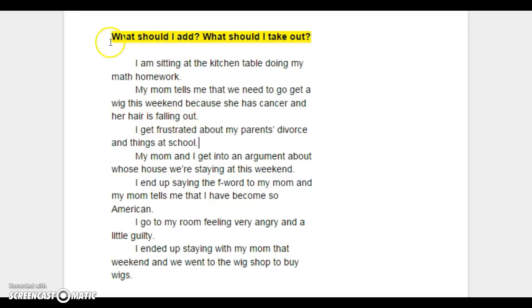So what you should think about is, what should you add that will contribute to your climax and make your climax or conflict more exciting? What should you take out that has nothing to do with the main part of your story? Those are the 2 questions you should ask yourself as you revise your narrative skill.